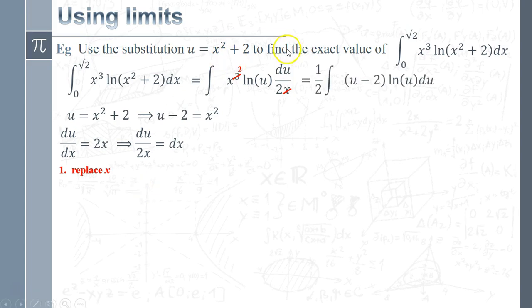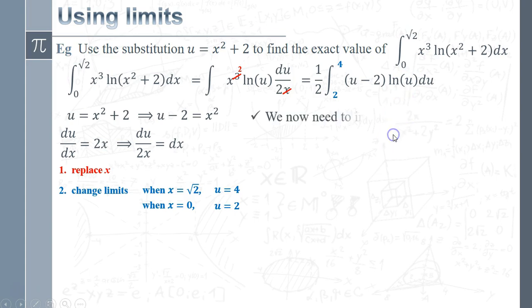So in it all goes. This half, that's the divide by 2 there. I've taken that out the front. And the next thing I've got to do is change my limits. So I've got my limits in terms of x here. So when x equals root 2, that gives me u equals root 2 squared plus 2. So that's u equals 4. And when x equals 0, that gives me u equals 2. So in go my new limits. And now that's what we've got to integrate.